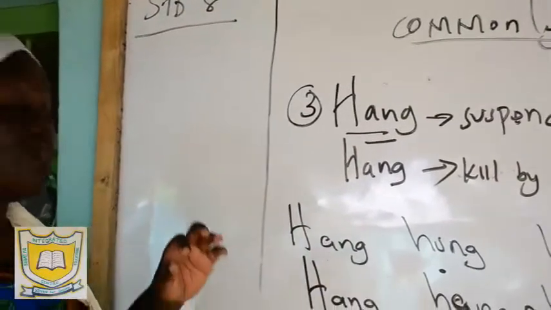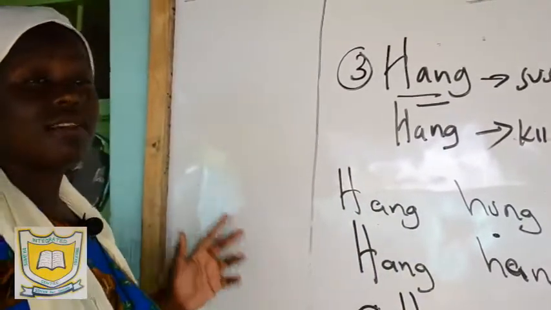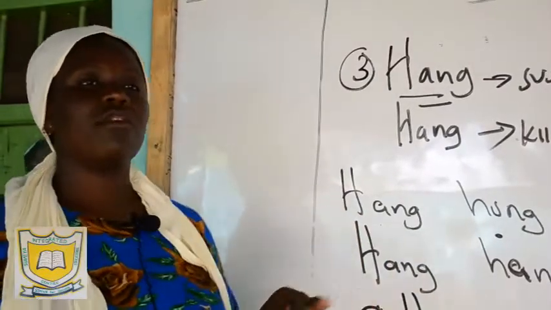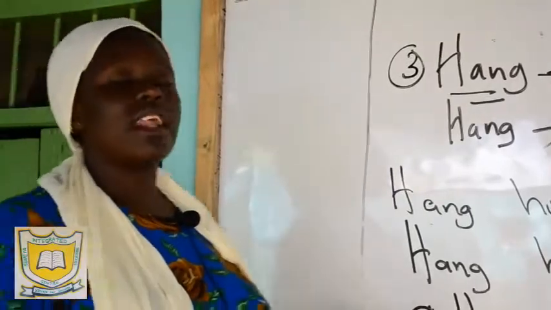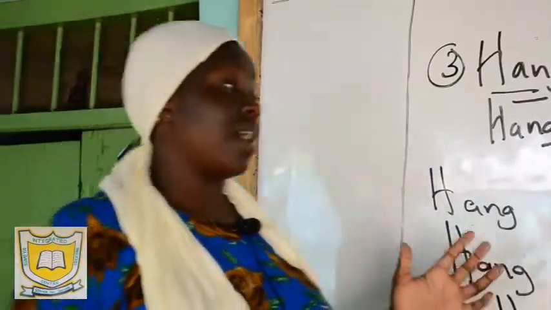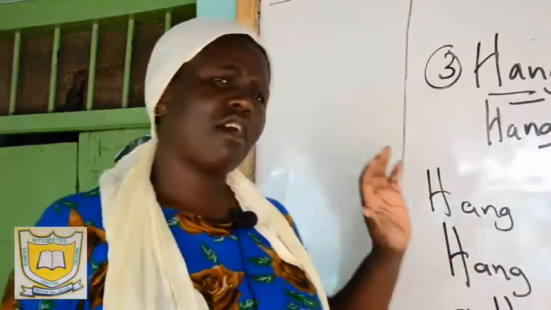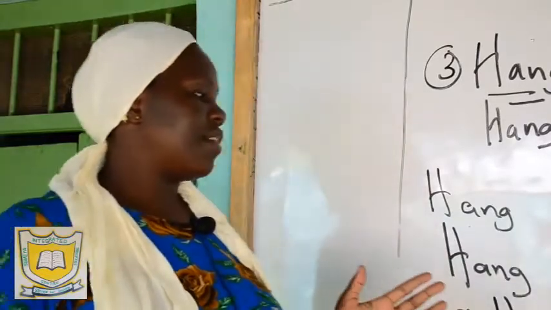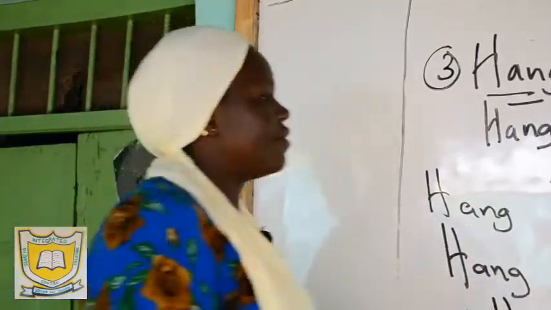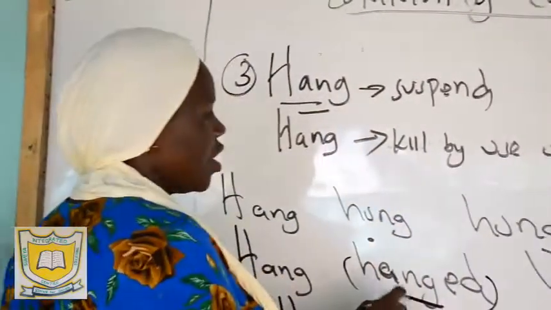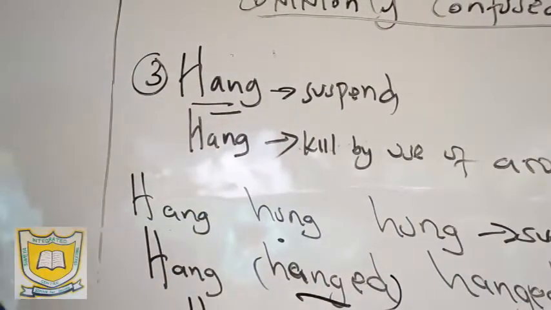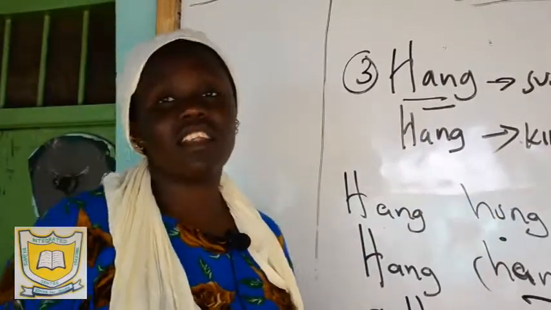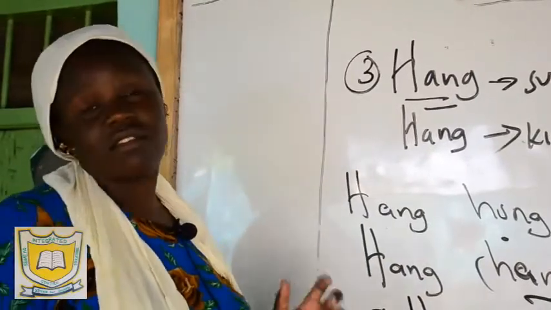Is it trying to use hang as to suspend, or hang as to kill? If you read a sentence and you are able to comprehend it, then you are in a position to come up with the correct word they want. It is among the commonly confused words, because, for example, somebody says, mother hanged the clothes yesterday. So hanged means to kill. So in short, you are simply saying your mother killed the clothes yesterday, instead of saying mother hung the clothes yesterday, which means to suspend.